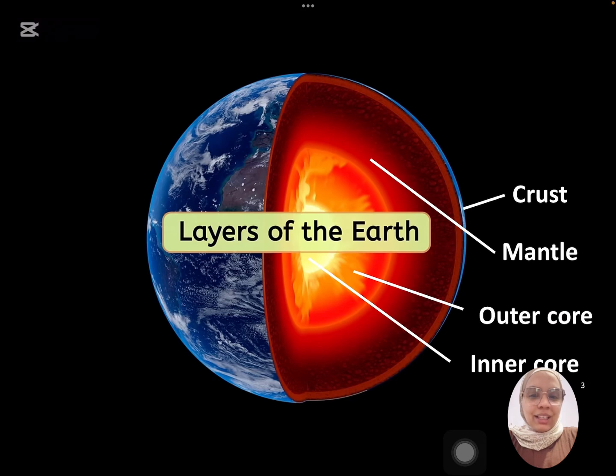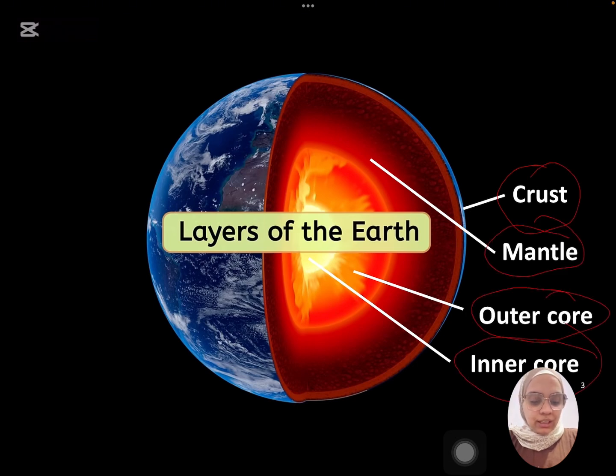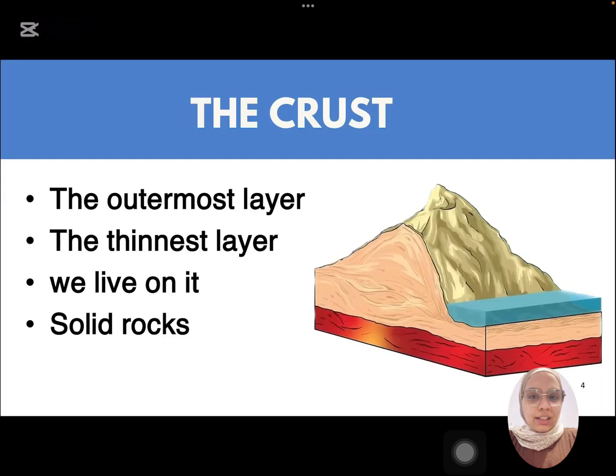Here you can see the four main layers of the internal structure, which are crust, mantle, outer core, and inner core. Let's start with the crust. The crust is considered as the skin of the earth. It is the outermost layer and also it is the thinnest layer. The crust where we live is made of solid rocks, so its state of matter is solid.